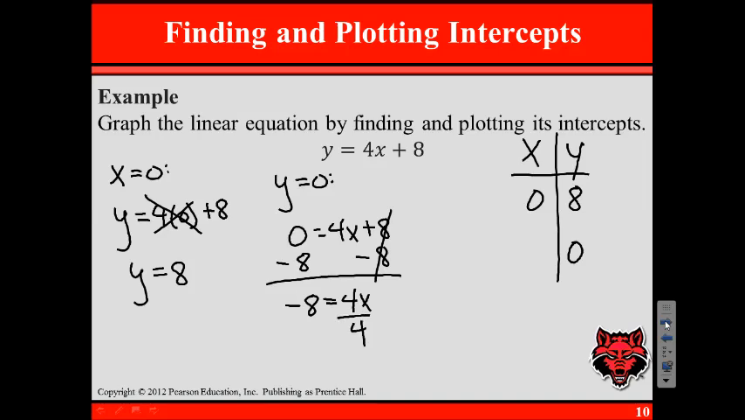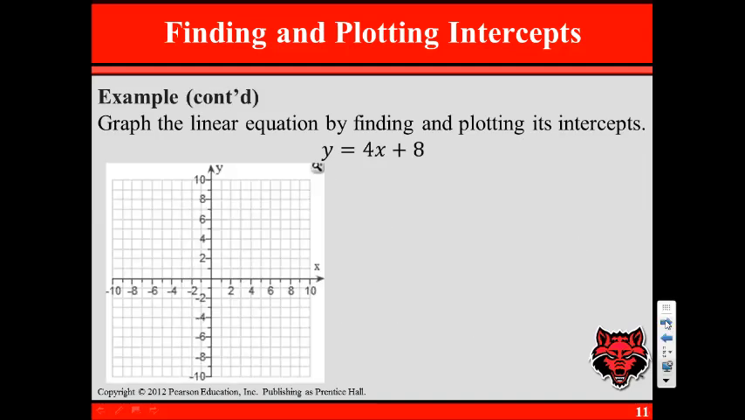We then divide both sides by 4. The 4's cancel on the right-hand side. And we're left with x equals negative 2. Now that we have two intercepts, let's go to the next slide and plot those intercepts.